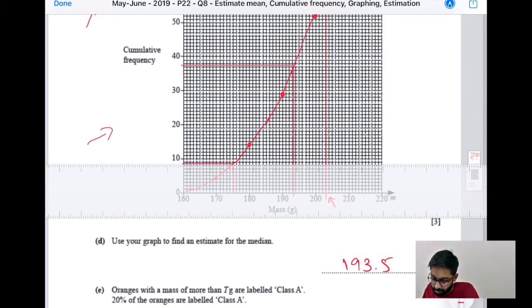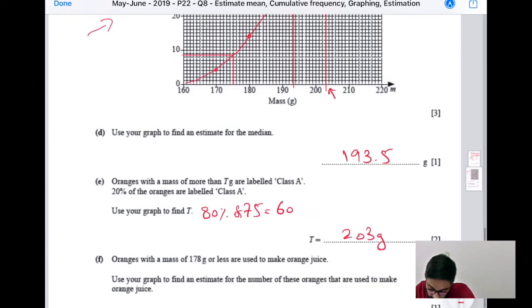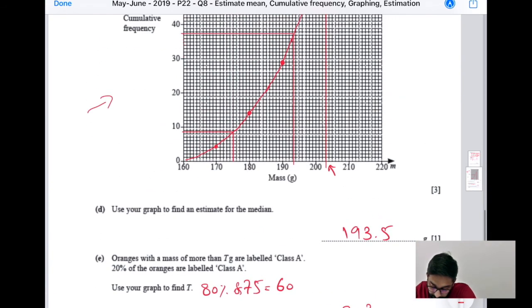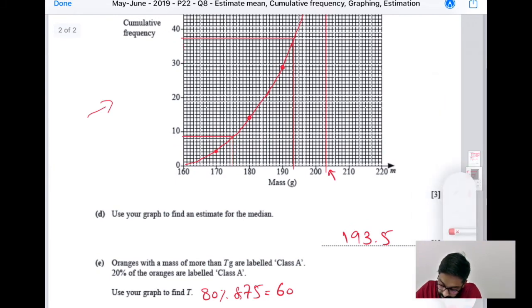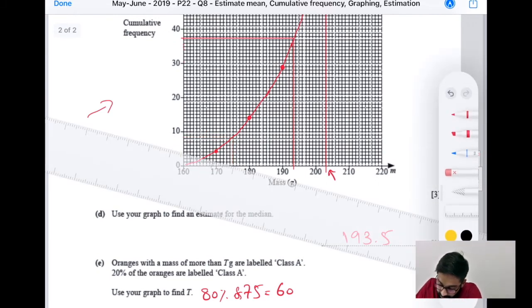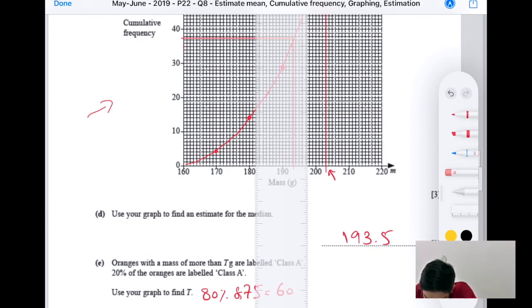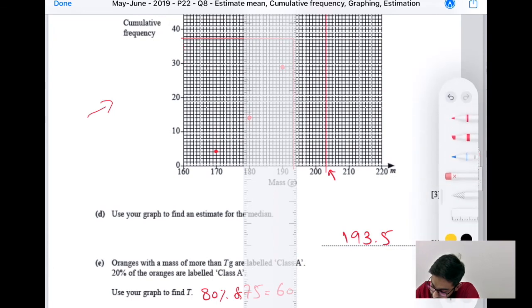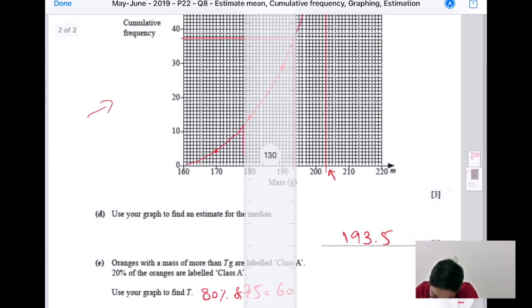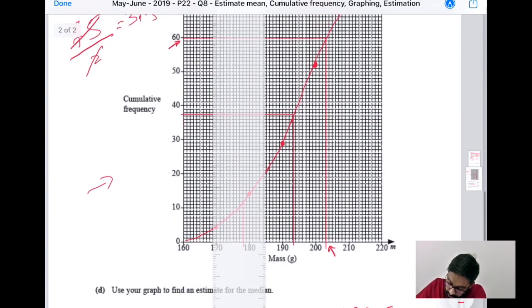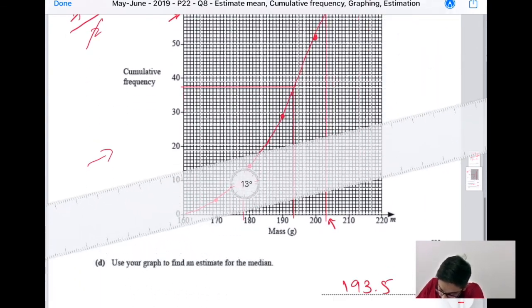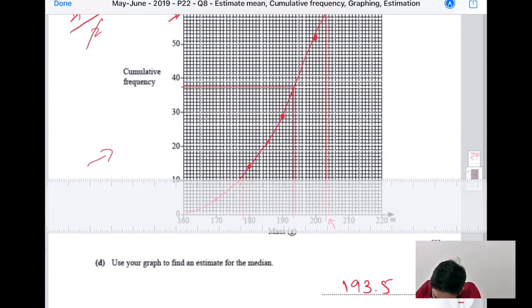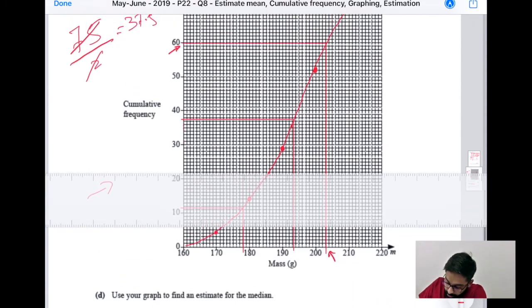Did I make a mistake over there? It says 178 grams. So I erase this and I draw a line at 178 grams. 178 grams is supposed to be there. So apologies. This is not good. So I draw a vertical line at 178 grams, and then I draw a horizontal line at this point, right there, and that answers the last part of the question.